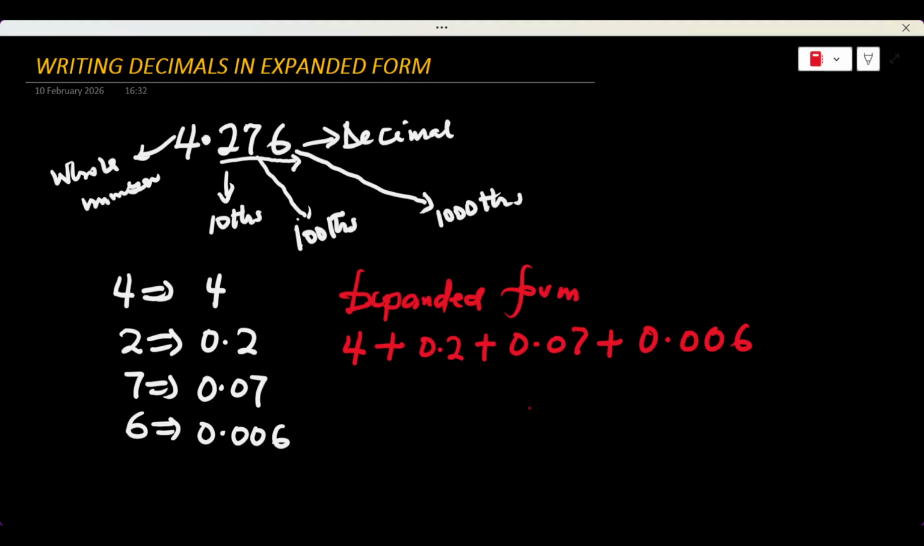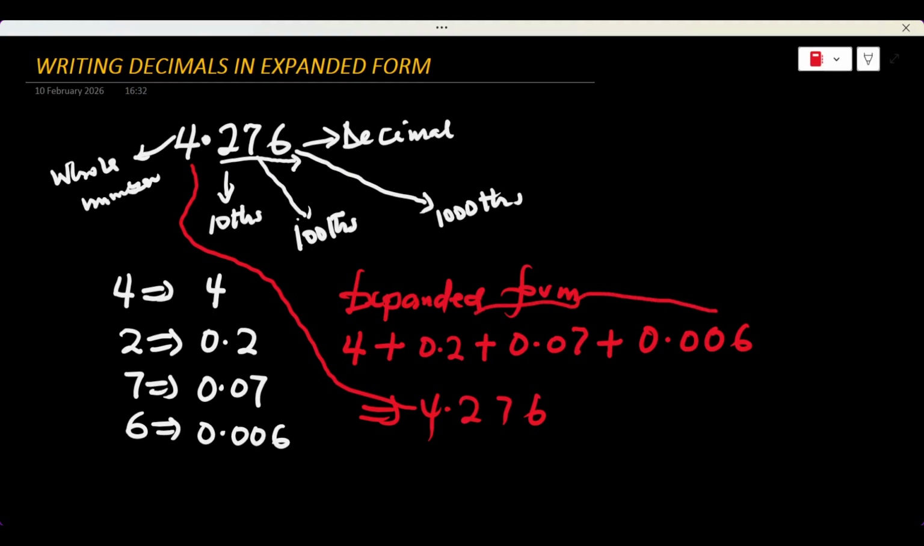Because when you add 4 to 0.2 to 0.07 to 0.006, you are going to get 4.276, as in the question. So you are just to write it in expanded form. So the moment you write this, it becomes your answer in expanded form.